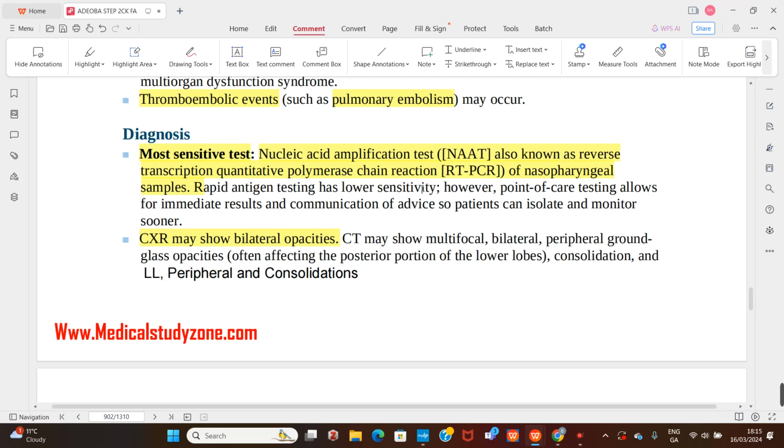So the most sensitive test to make the diagnosis is the NAAT, which is a reverse transcription PCR test of the nasopharyngeal sample, because of course it is a respiratory tract infection. So you want to obtain the nasopharyngeal sample to make your diagnosis.